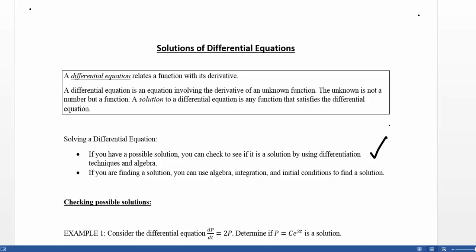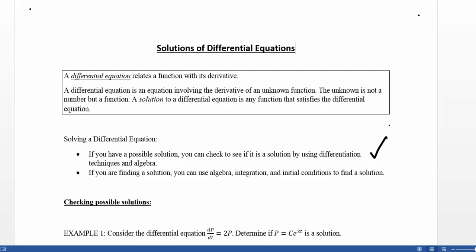We don't have enough background information on differential equations yet to start guessing the form and type of solutions there will be, but we can certainly practice looking at whether or not something is a solution, so that when we get to the point where we can come up with good guesses, we can check to see if those are solutions. The other scenario for solving a differential equation will be to find a solution using algebra, integration, and possibly initial conditions to find either a general or specific solution.